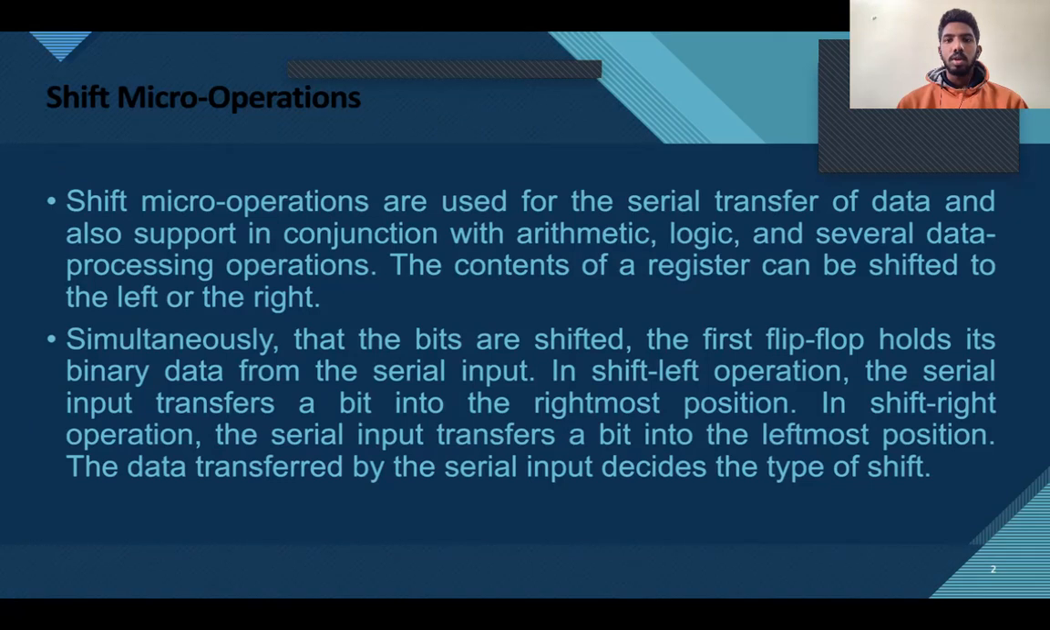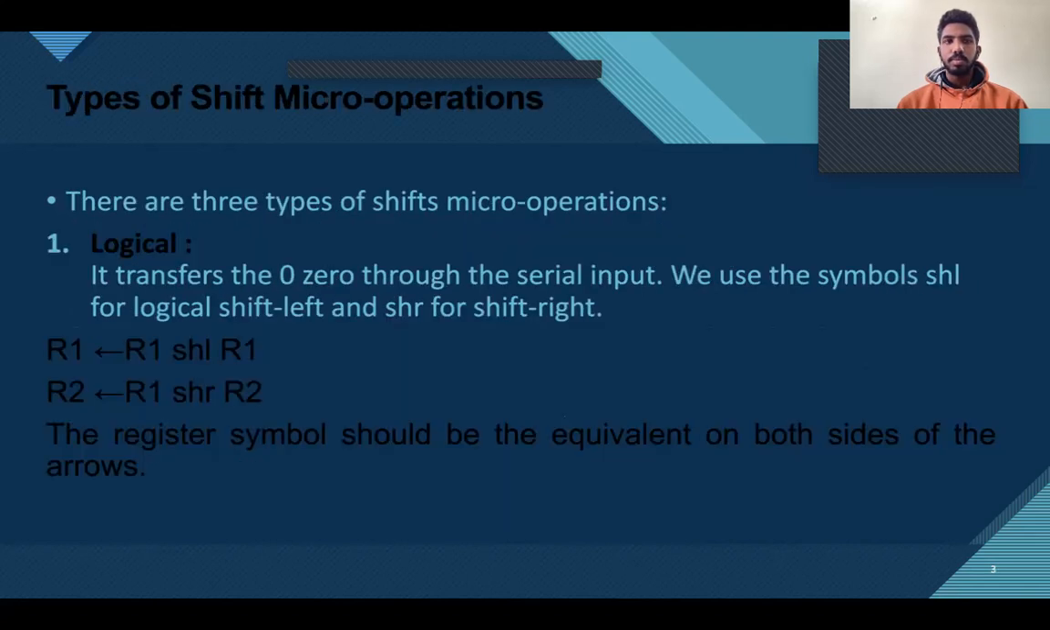In a shift left operation, the serial input transfers a bit into the rightmost position. In a shift right operation, the serial input transfers a bit into the leftmost position. The data transferred by the serial input decides the type of shift micro operation. There are three types of shift micro operations.